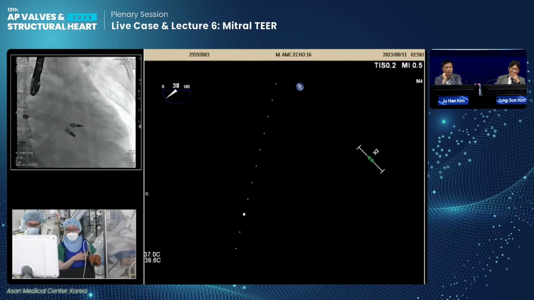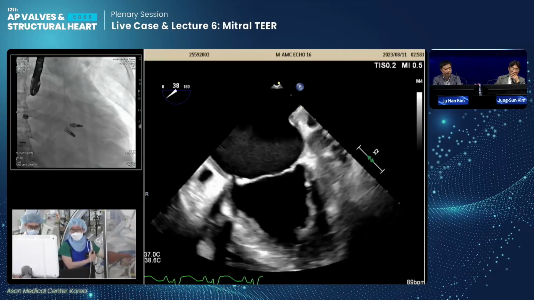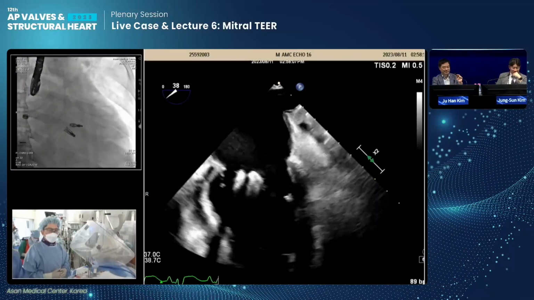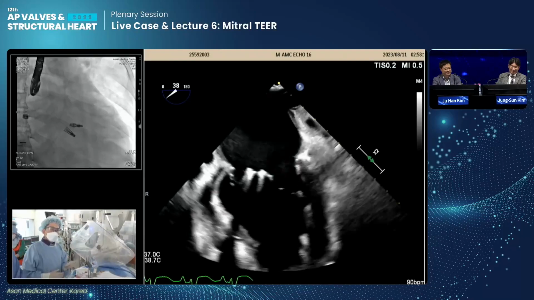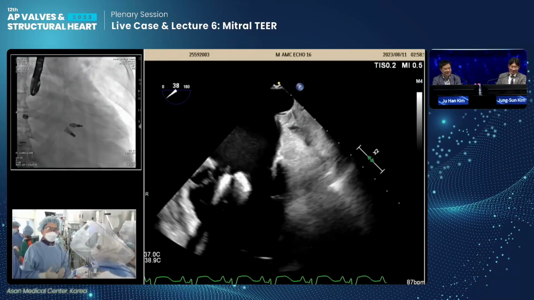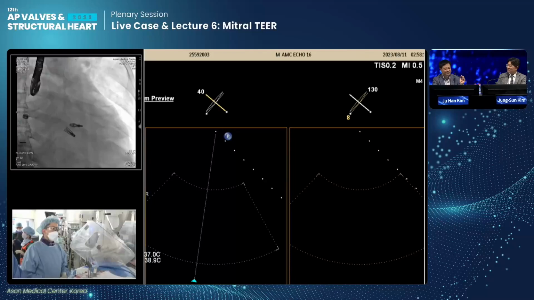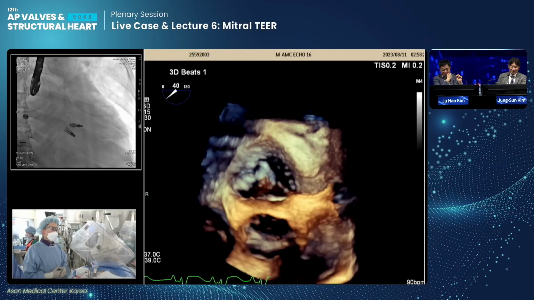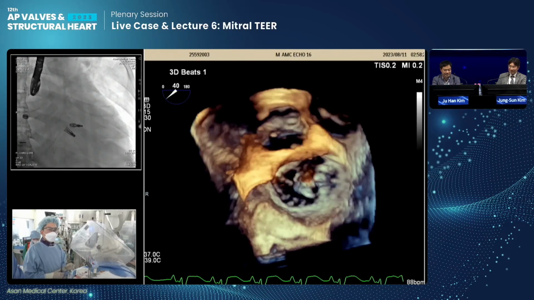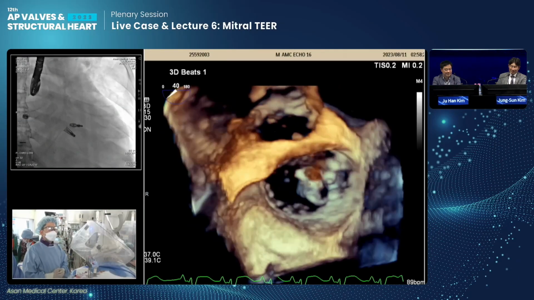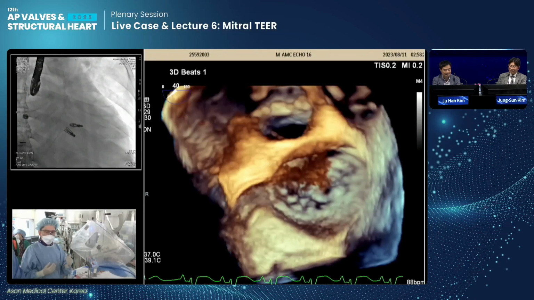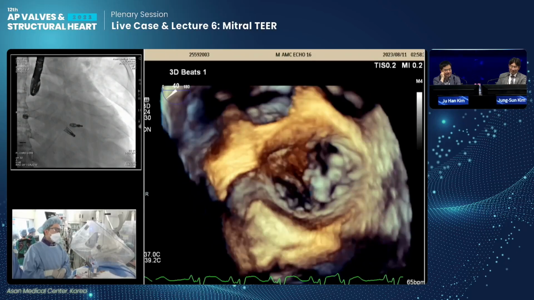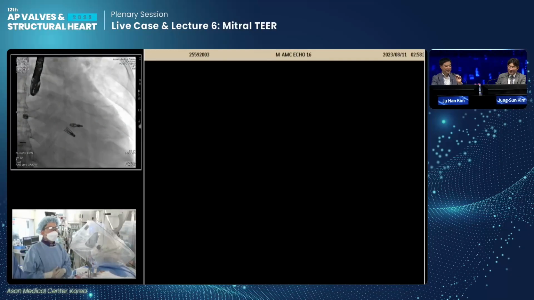Two, maybe three. Yes. Then let me conclude our live case: a 63-year-old male patient with burnout plus multiple MI and end-stage heart failure. We treated the patient with ischemic cardiomyopathy and severe MR with two clips. I hope the patient receives better medication, tolerates the full heart failure medication, and eventually gets better. Thank you for your attention.